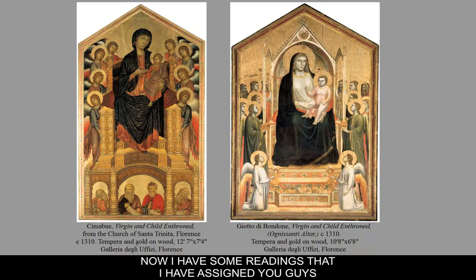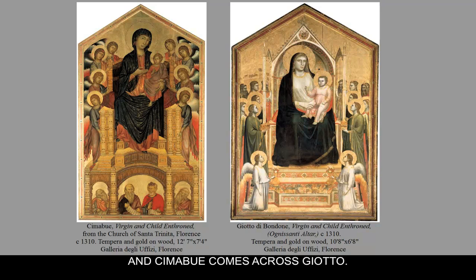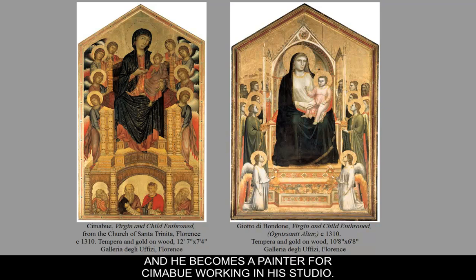Now, I have some readings that I have assigned you guys in my textbook, but just to summarize, there was a biographer by the name of Vasari who actually talks about the life and times of Cimabue and Giotto. He's a much later biographer, and he wants to document the coming of the Renaissance, the Rinascimento that happened at this point in time. And what he does is he describes the interrelationship of Cimabue's art to Giotto's art, and Cimabue comes across Giotto. He's actually a shepherd, and he's drawing, and Cimabue thinks that Giotto is just the cat's meow and takes him on as an apprentice. And he becomes a painter for Cimabue, working in his studio.